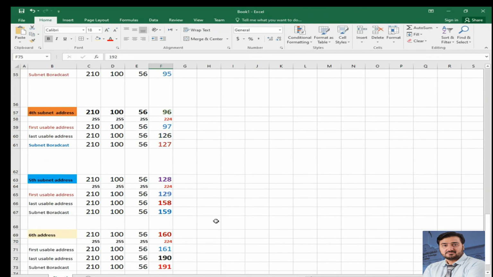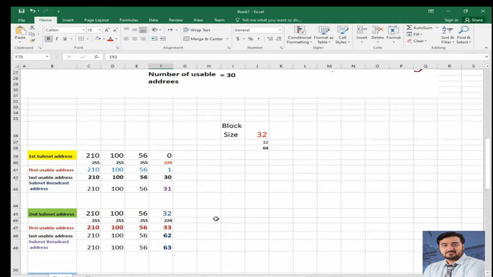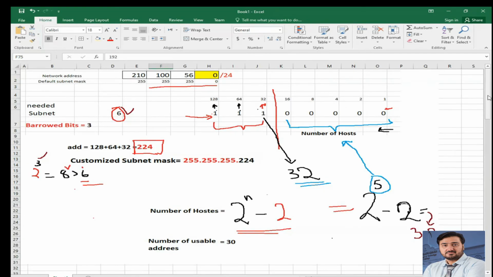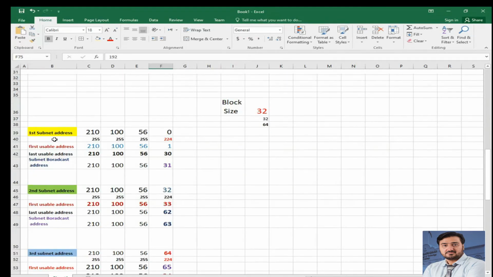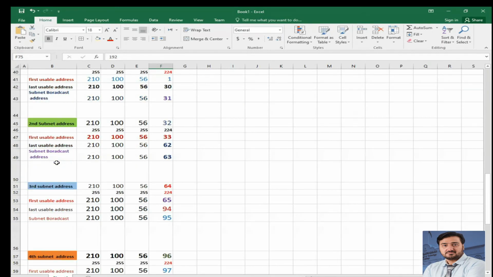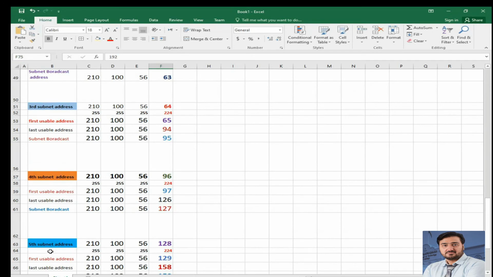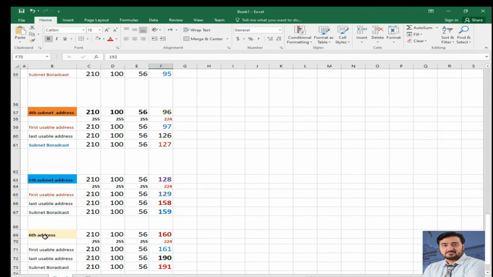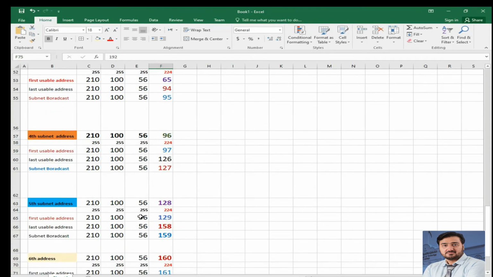So this is the story of today. Here you can see how we can find out the needed subnet and how we can find the number of hosts in each subnet. So we have calculated 6 subnet: first, second, third, fourth, fifth and sixth subnet. So these are the addresses: first usable address, last usable address, and the subnet broadcast address.